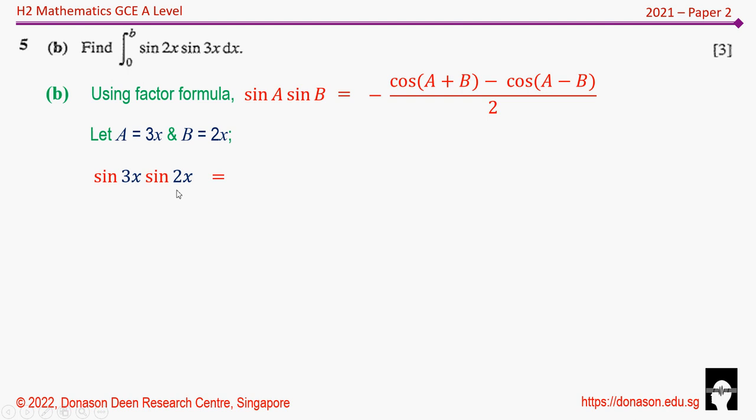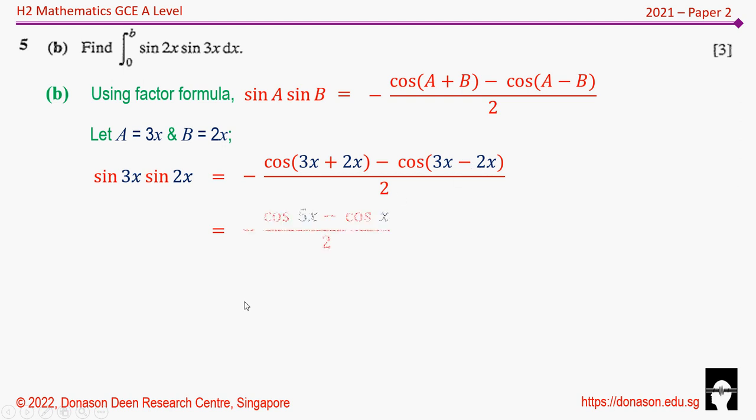If I put in 3x here and 2x here, it will begin to look like this. So sine 3x sine 2x is equal to, so I'm just going to put in all the values over here as well. Negative cosine(a plus b), which is 3x plus 2x, which in the next step is going to become 5x, a minus b, which is 3x minus 2x, which is going to become x, over 2.